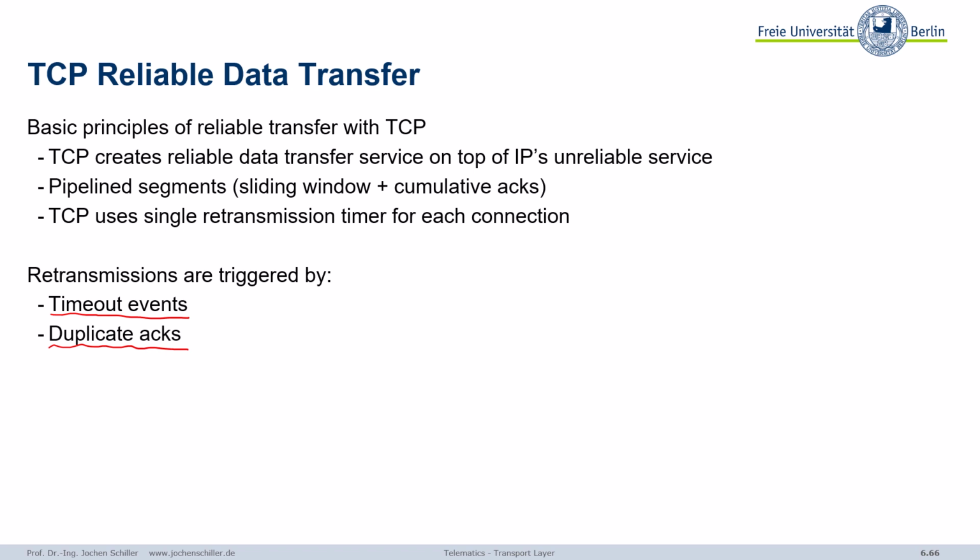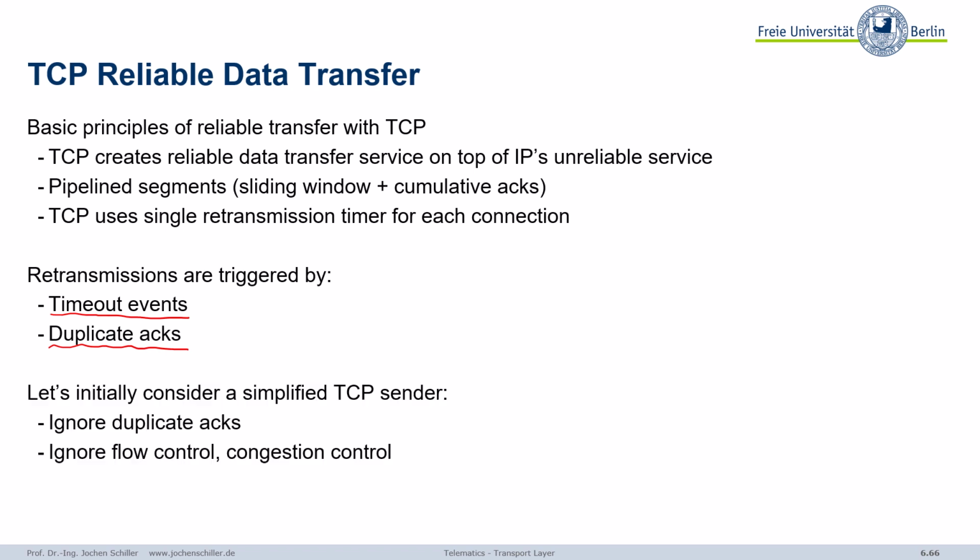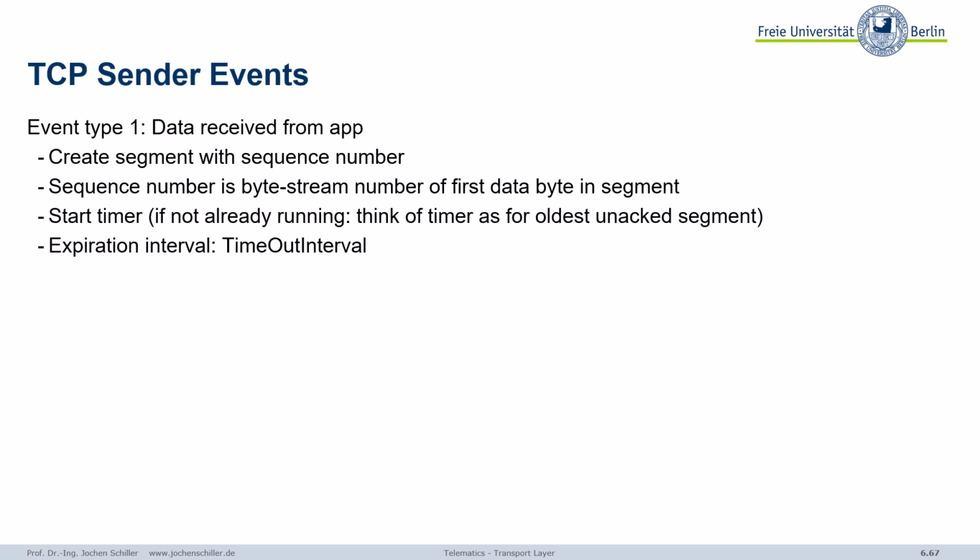Okay, so for now, let's assume a simple TCP sender, just to show how it works. We ignore congestion control and flow control for now. I will come back to this. We also ignore duplicate acknowledgements. How does it work?